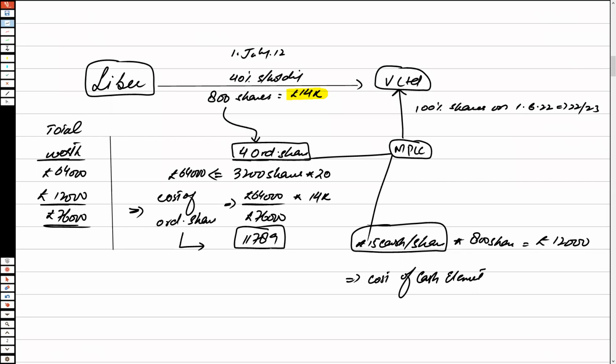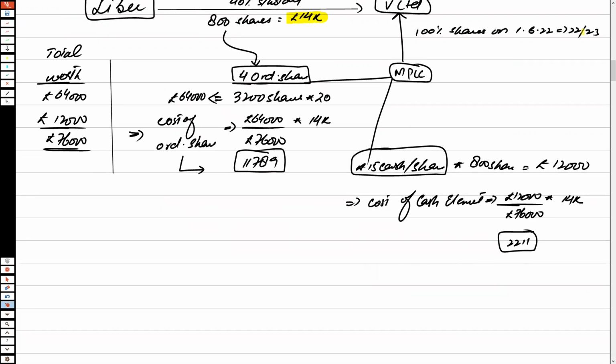11789. Using the same pattern, we can also calculate the cost of cash element. Worth of cash element is 12,000, divided by total worth of 76,000, multiplied by original cost. Originally, he invested an amount of 14,000. Which amount is calculated? 2211. Furthermore, this transaction is taking place in 22-23.